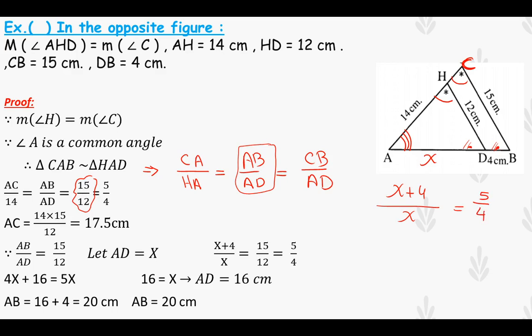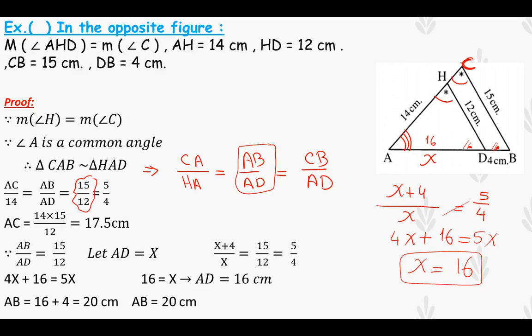So cross multiplication, 4 times x will be 4x, 4 multiplied by 4 equals 16, 5 multiplied by x will be 5x. 4x will go to the other side, so x will equal 16. So x will be 16. Okay, so now we know that AD will equal 16. Then AB will equal 16 plus 4, which equals 20 centimeters.